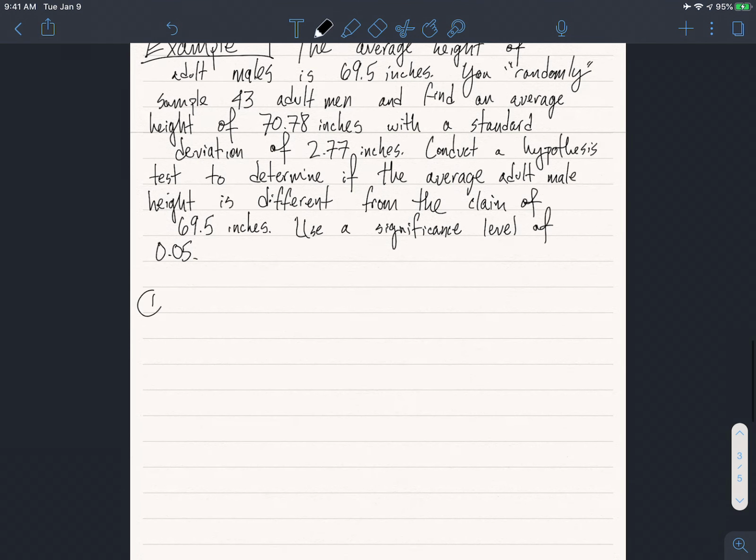So again, label in the steps, set up the hypotheses, H0 and HA. The claim is that the average is equal to 69.5. And the alternate is what? What are we testing against? It's just asking, is it different? So since it's not asking for greater than or less than, I'm just going to put not equal to 69.5. Is it different than that claim of 69.5? Doesn't care if it's less than or greater than, just is it different?